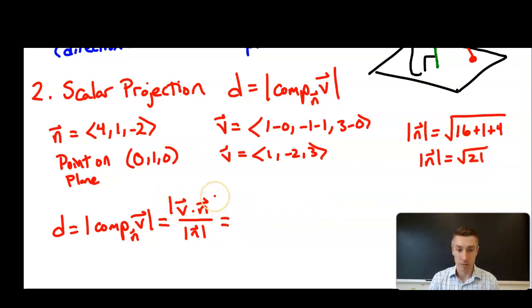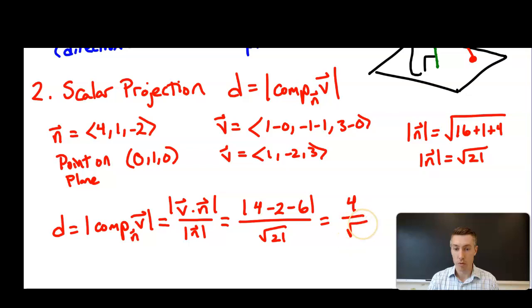Okay, and again, it's the absolute value of that dot product. So we have the absolute value of 4 minus 2 minus 6 over the square root of 21. So that's going to be negative 4. Absolute value would be positive 4 over the square root of 21. So there's the distance from the point, in this case 1, negative 1, 3, to the plane 4x plus y minus 2z equals 1. Okay.